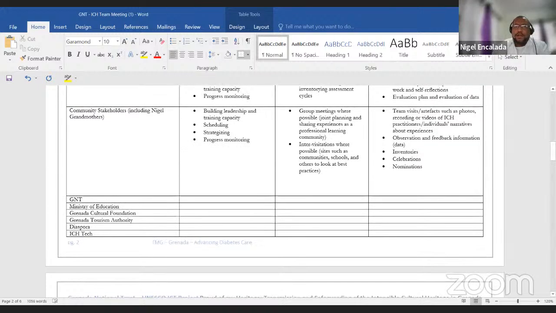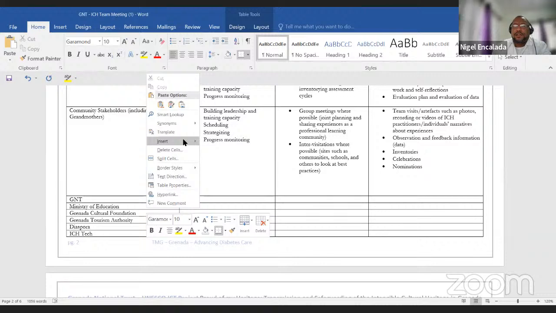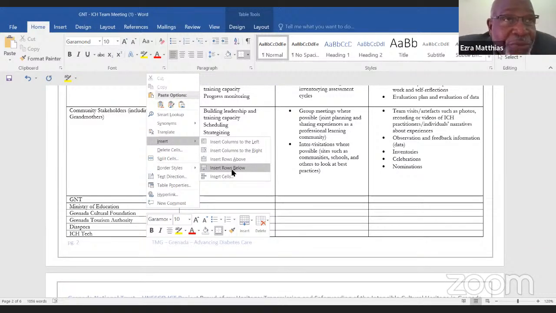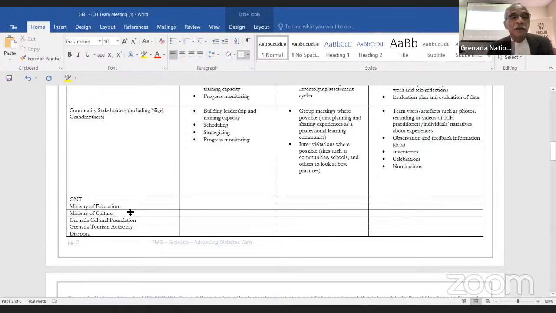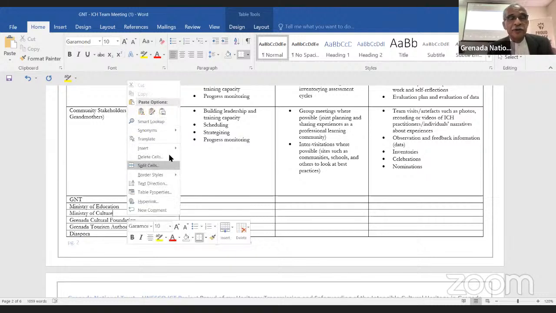So do we have representation here from the Ministry of Education? Either take out the state or put the individual ministries, but that would be a lot. The ones that participated, so three or four. As far as I know, culture, education, tourism, and youth.